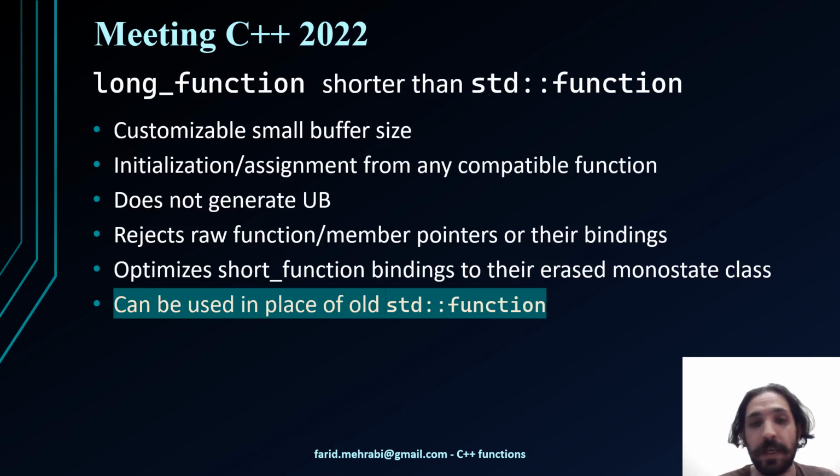The only difference is that this long function class cannot store direct bindings on function pointers and member pointers, as well as directly store member functions and function pointers. It needs to store monostate from function pointers and member pointers, but that's not a big deal. It can handle all cases that the std function does.